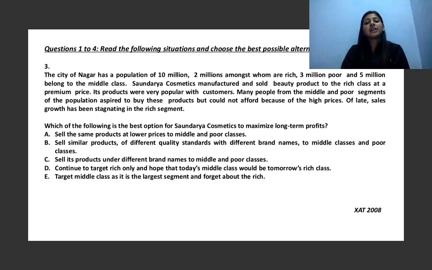E, target middle class as it is the largest segment and forget about the rich. No, from the perspective of the organization, they would want to retain whatever they already have and get more, right? To maximize long term profit, they would not want their rich customers to go away. They would want them to be there and target middle class as well. Okay, so that is why option E is not correct.